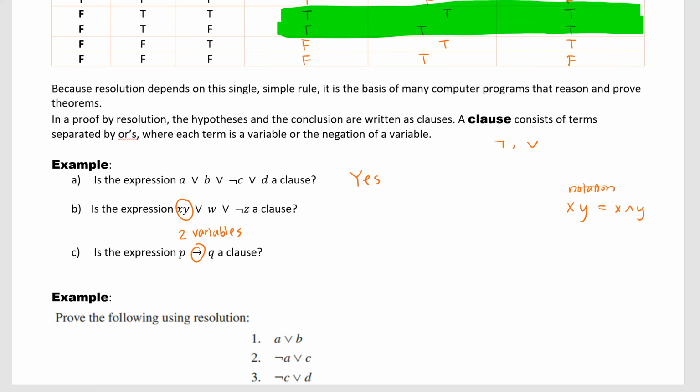Next, is the expression P implies Q a clause? Of course not. This is an implication. So that symbol is not allowed in clauses. We need to see or and not.